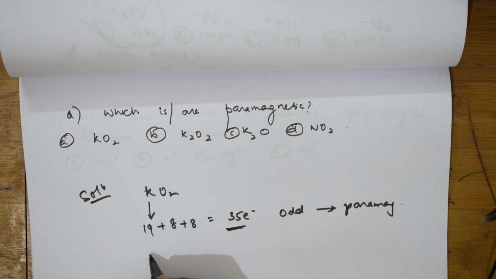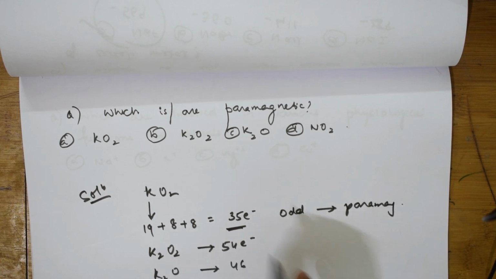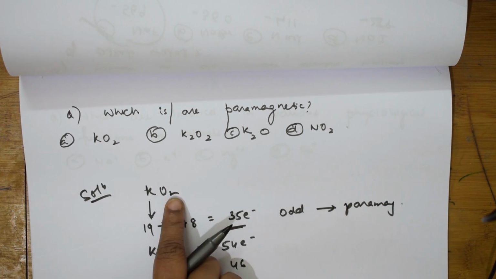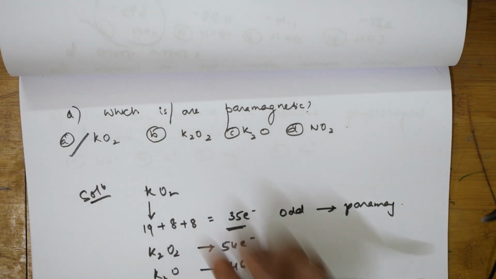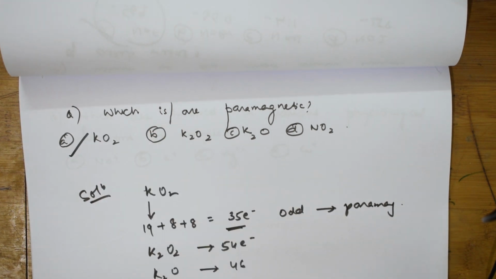Paramagnetic. Next one, if I calculate the electrons for K2O2, I get 54 electrons. K2O has 46 electrons. NO2 has 23 electrons. That is the odd one out, you have an odd number of electrons, isn't it? So it is the odd one out. But here paramagnetic is KO2, and there's a small deviation when you draw the structure because of the resonance. So KO2 is the only one which is paramagnetic. Try to calculate the number of electrons, you will get to know.